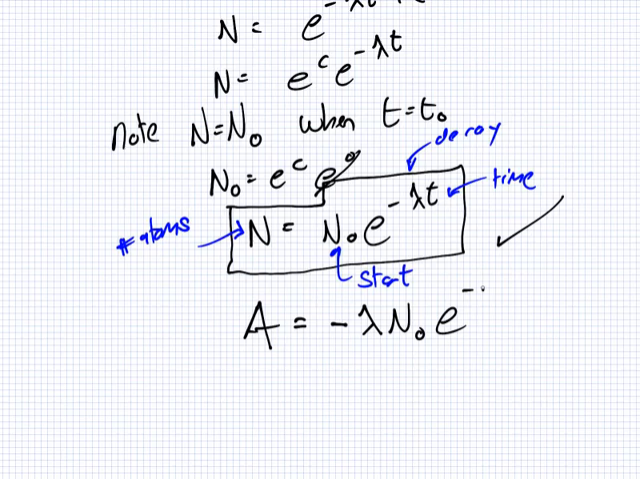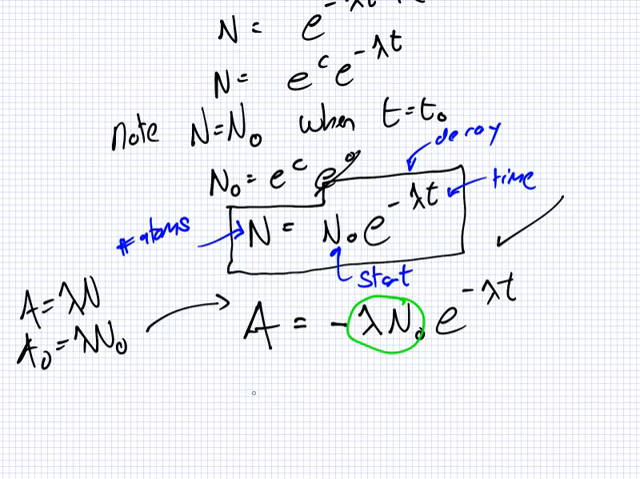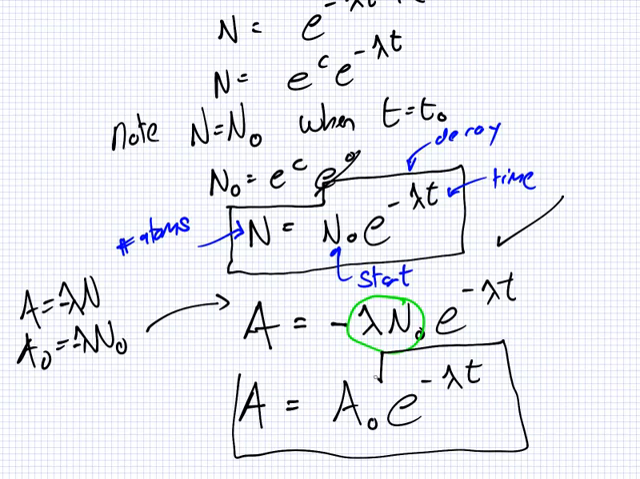But if you remember from the formula, A equals lambda N, so that means A0 will be lambda N0. So if we put that in here, you can get this formula. A equals, I'm missing the minus here. A equals A0 e^(minus lambda t). So you get this formula for activity. It's the same formula, basically.